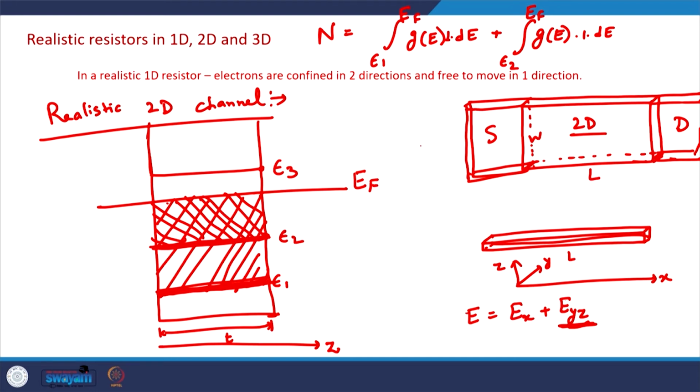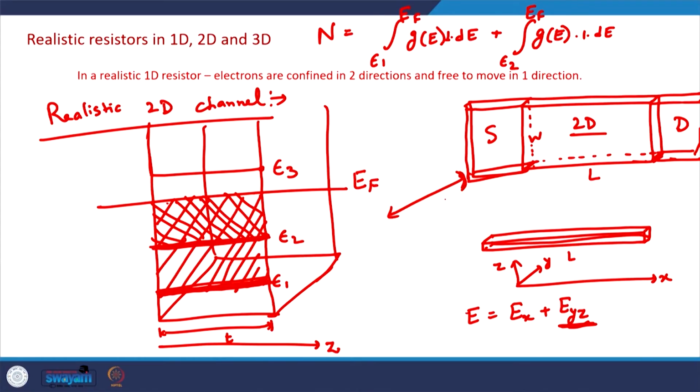Like we did before, there will be subbands, and now the subbands will be even more, because this potential will now be in two directions, and we need to solve for the potential for an electron confined in two directions. Accordingly, we will obtain the discrete energy states, and based on those discrete energy states the subbands will be there, and all those subbands need to be taken into account while doing calculations. This analysis is pretty much similar to the analysis of the 2D channel.